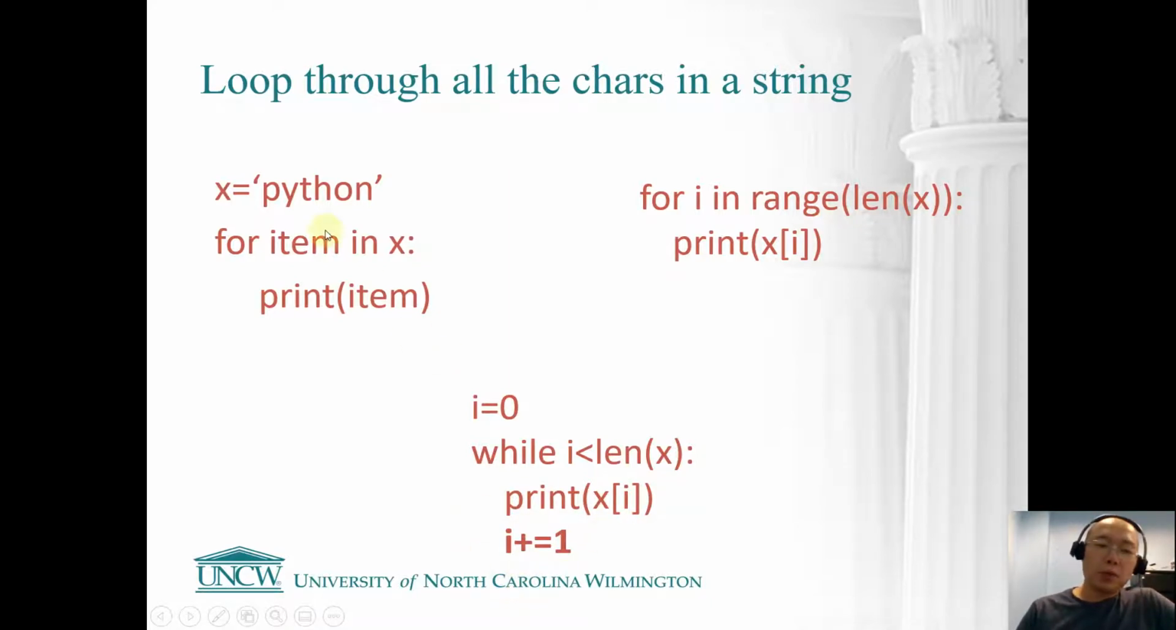In the first version and the second version, you don't have to worry about increasing the control variable. However, if you are using the third way with a while, you do have to do the manual update of i by yourself. Okay, so those are the three ways that we can visit a string character by character.